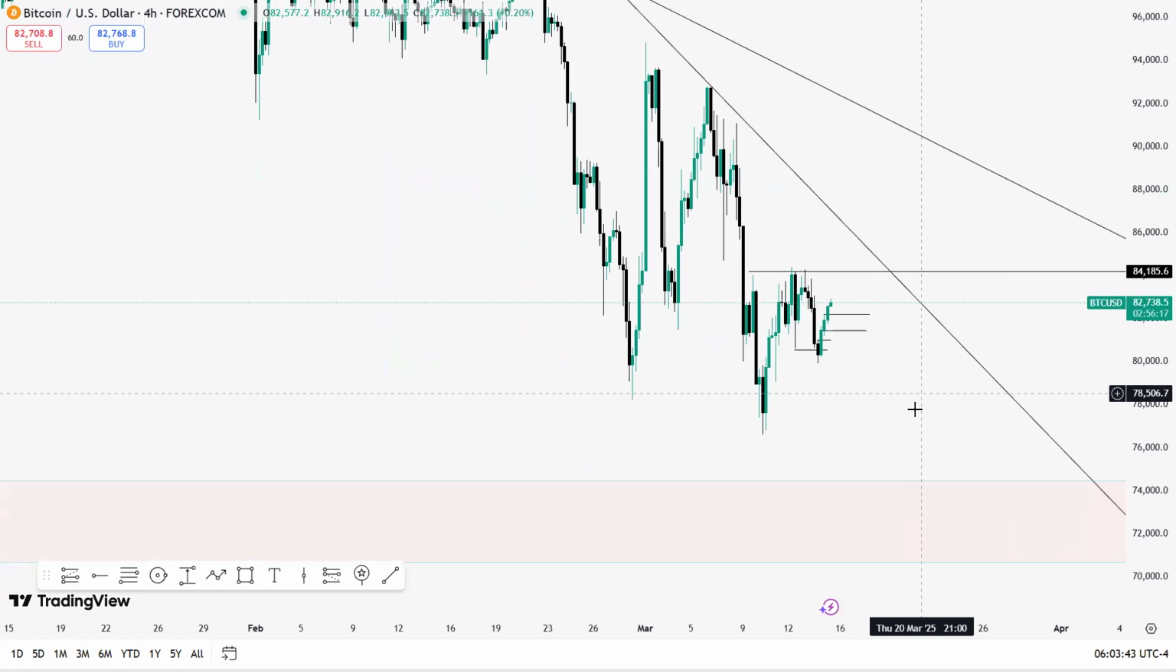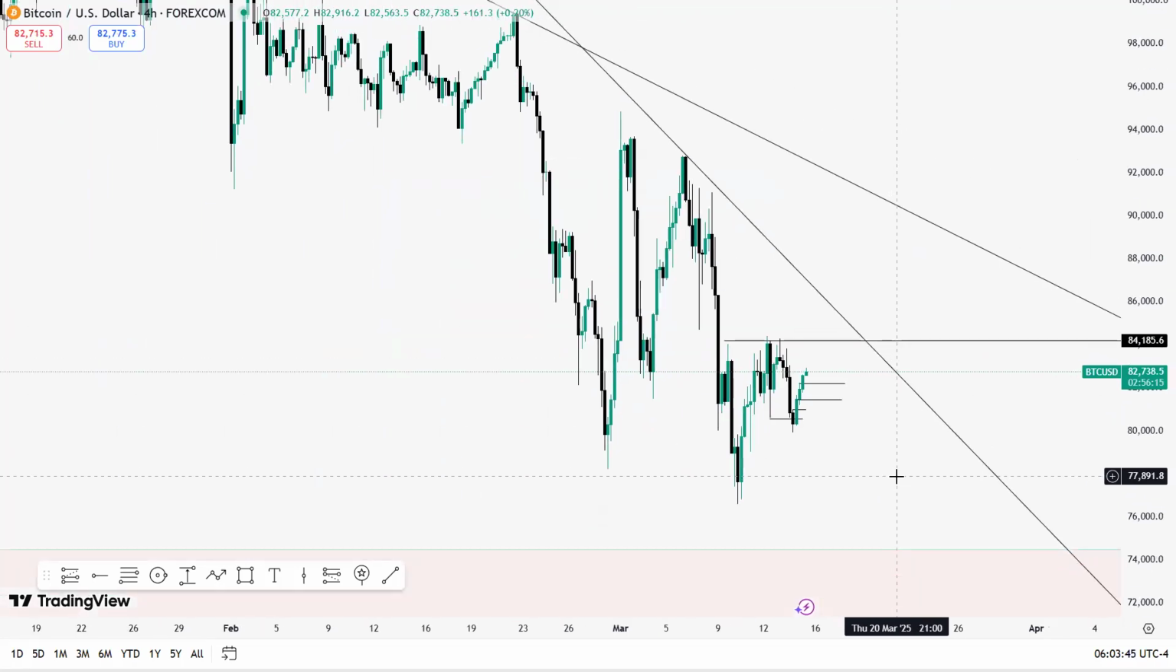BTC moves even on weekends, so this can happen. Regardless, there's equal highs above, and there's a fair value gap, a liquidity void above it. Does that make sense? Exactly, to draw liquidity there? Yeah, it makes sense, sir.